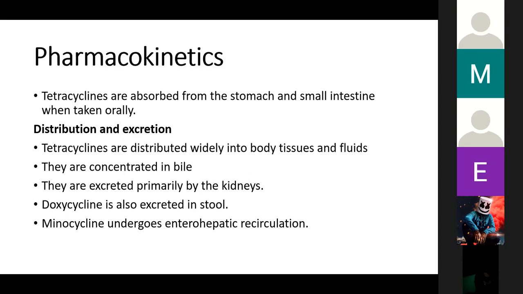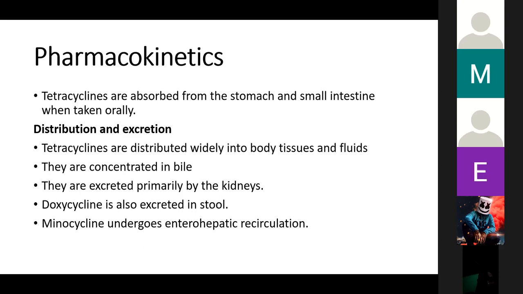Typically, we do not prescribe tetracyclines in pregnant women and also in pediatrics, children below 8 years, because of the potential for staining the teeth yellow. So this is something that you should have at the back of your mind. They are taken orally and then absorbed from the small intestine. Once absorbed, they are distributed widely into body tissue. There's no restriction as to where they can go.